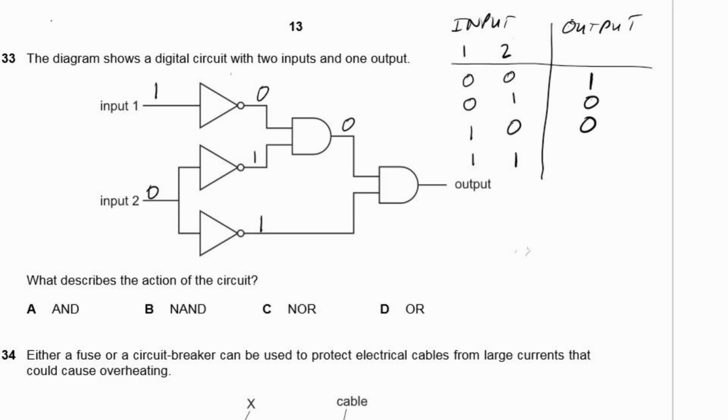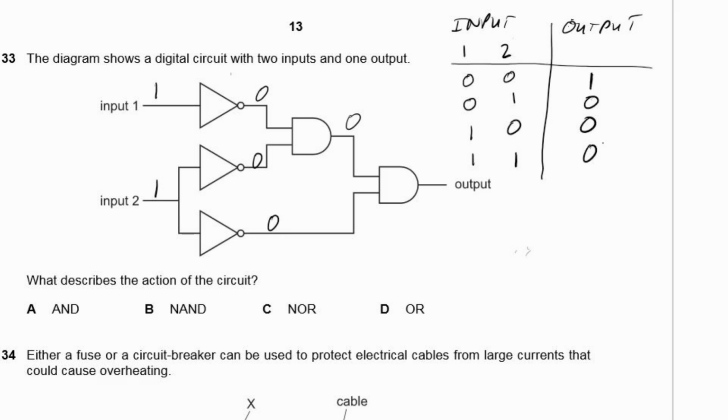Now let's change it so both inputs are 1. As they travel through the NOT gates, they will switch to being the opposite, so they both become 0. The output of the AND gate is 0, and on the bottom NOT gate 0, we get 2 zeros going into an AND gate, that will give us a 0 output. There we are, so our output is 1, 0, 0, 0. So it's only high if both of the inputs are low or equal to 0.